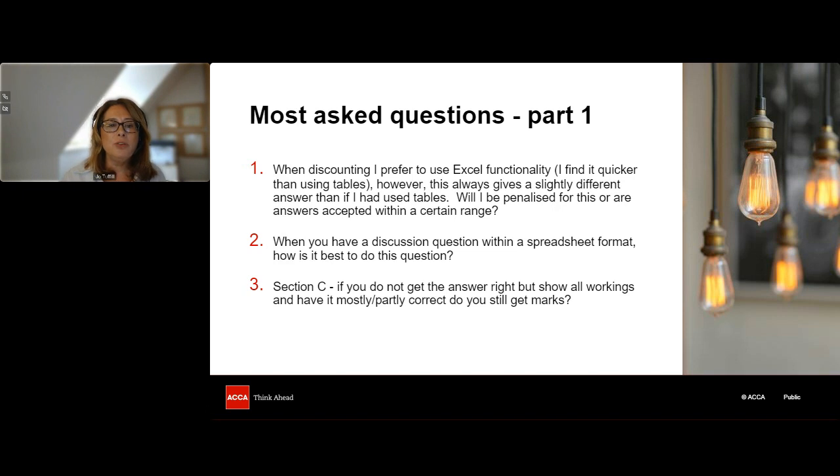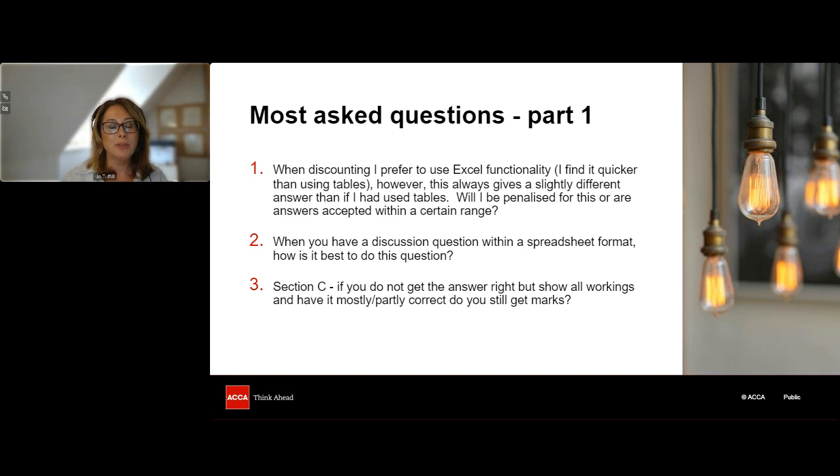Section C: if you do not get the answer right but show all your workings and have it mostly or partly correct, do you still get marks? Yes, I explained that in the video. Your first mistake gets marked wrong, and then you get the own figure rules following through from then on. It's classic in the net present value calculations, and it's classic in the WACC calculations. If you get one part of your WACC calculation wrong, it gets followed through all the way to the end.